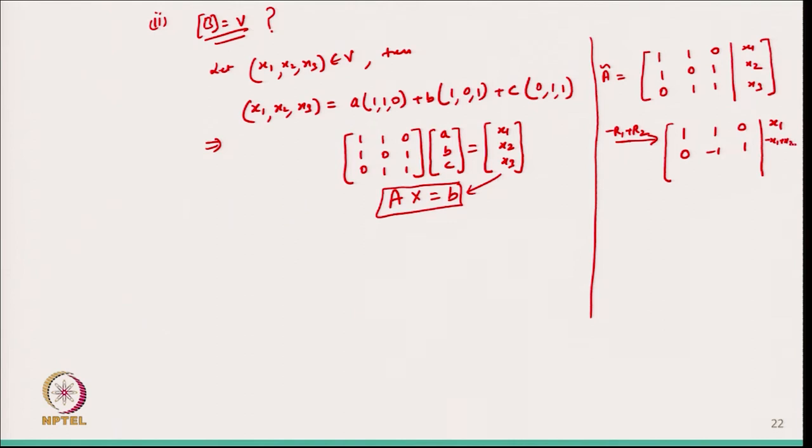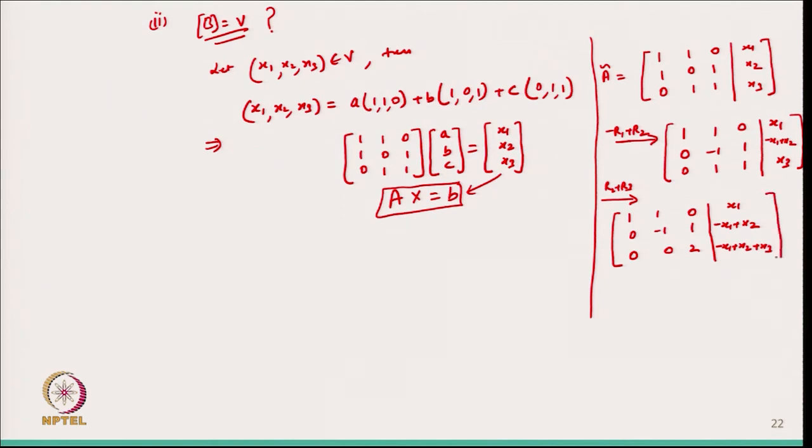minus x1 plus x2 and then x3, 0, 1, 1. Then again I am applying this, because I want to make this element 0, so I am applying R2 plus R3. So I will get 1, 1, 0, 0 minus 1, 1, 0, 0, 2. So it becomes x1, minus x1 plus x2, and I am adding here now. So it becomes minus x1 plus x2 plus x3, and now it is an echelon form.